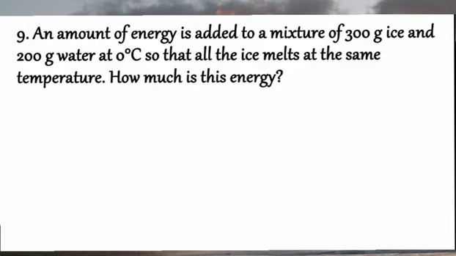The amount of energy is added to the mixture of 300 gram ice and 200 gram water at 0 degrees Celsius so that all the ice melts at the same temperature. How much is this energy?